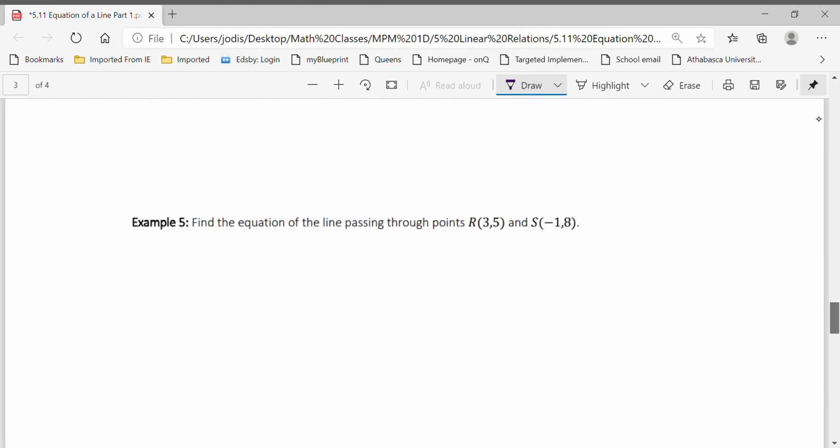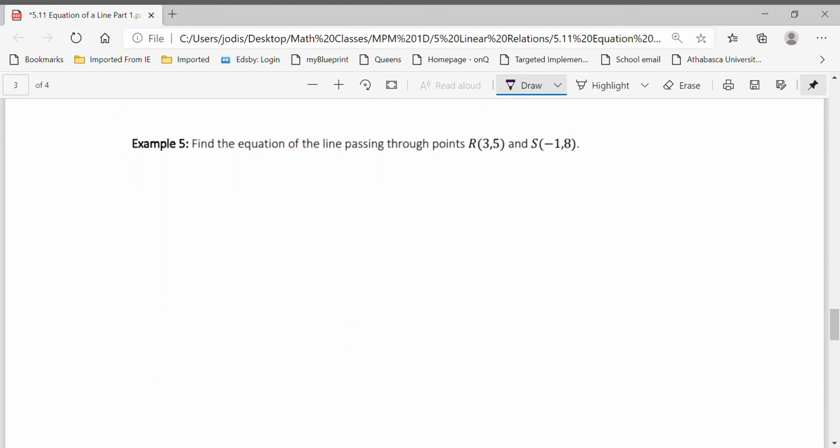Okay, so we're going to try one more of these. So we want to, again, find the equation of the line passing through R and S. So start with finding your slope. Okay, label x1, y1, and x2, y2, and then sub in. So y2 is 8, y1 is 5, x2 is negative 1, and x1 is 3. So 8 minus 5 is 3, and negative 1 minus negative 3 is negative 4.